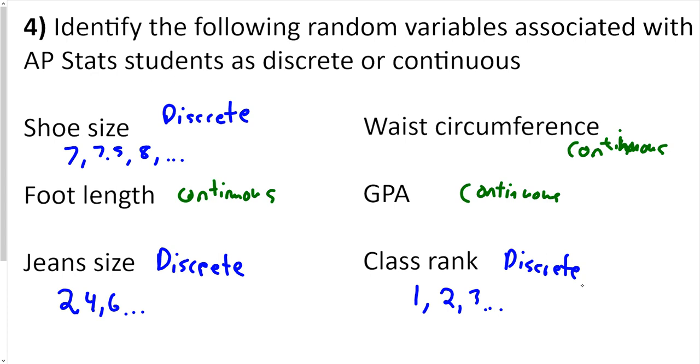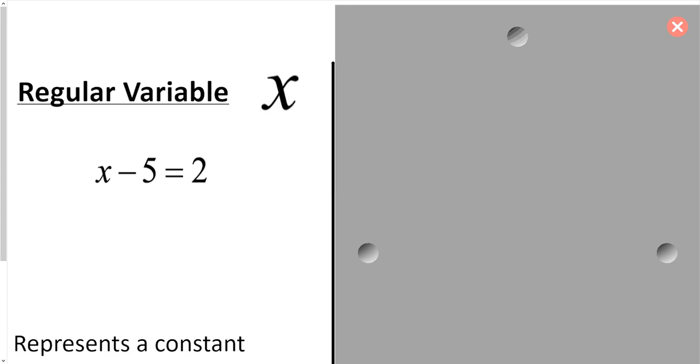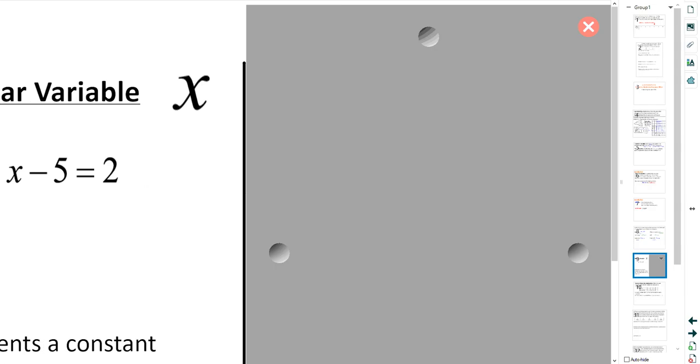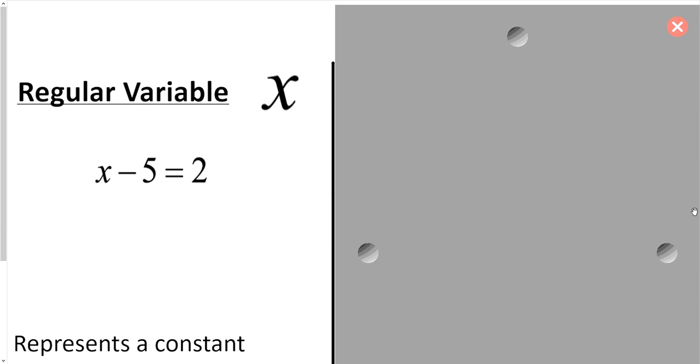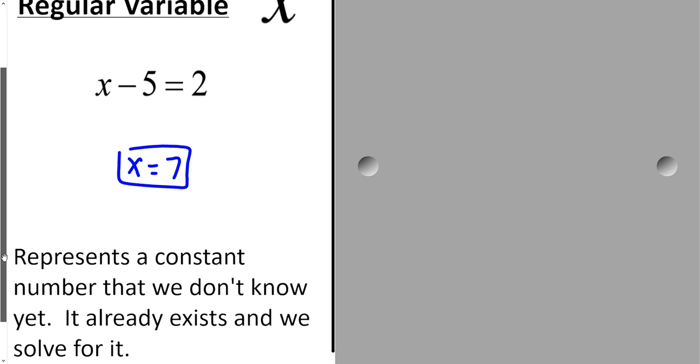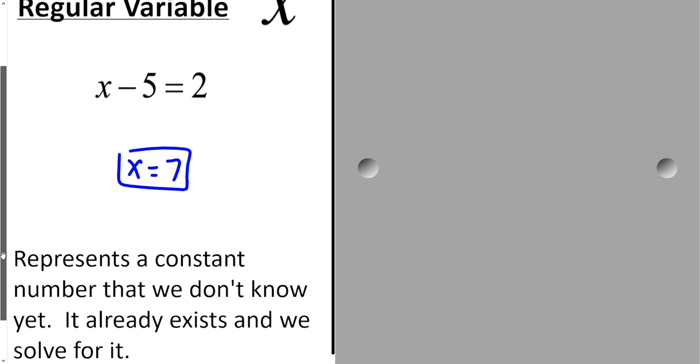Now, what's the difference between a regular variable and a random variable? I want to talk about this real briefly here. A regular variable x is usually lowercase. You can actually solve it. You can figure out that x equals 7. It actually has a value to it that's set. You might not know it at the beginning, but you can figure it out. So it represents a constant number that we don't know yet, but it already exists and we can solve for it.